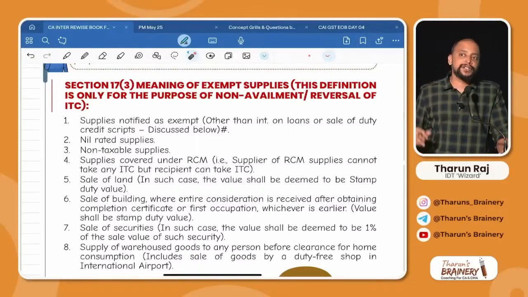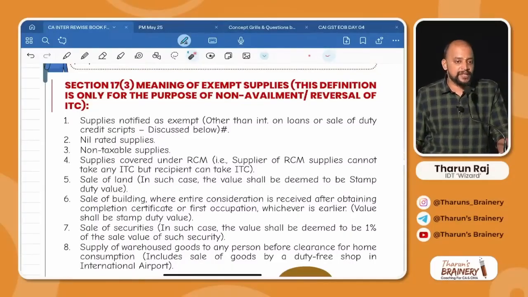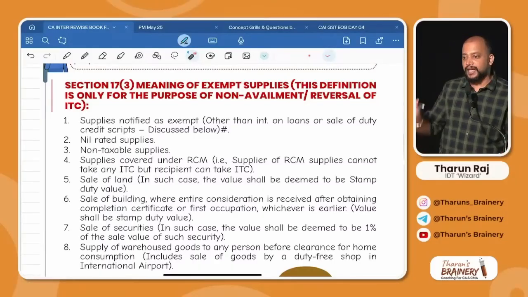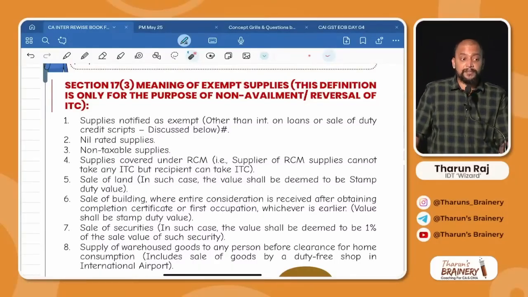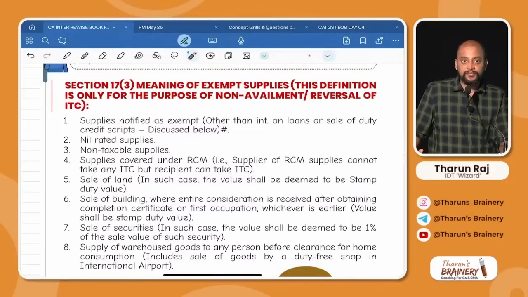You just turn the pages and go to the supply chapter. In that supply chapter, we discussed the meaning of taxable supply, exempted supply, zero rated, non-taxable, like that one table is there, above the aggregate turnover definition. Can someone tell the page number, please? Page number 17. You can see the meaning of exempted supplies there.